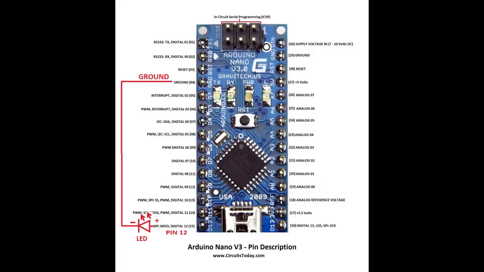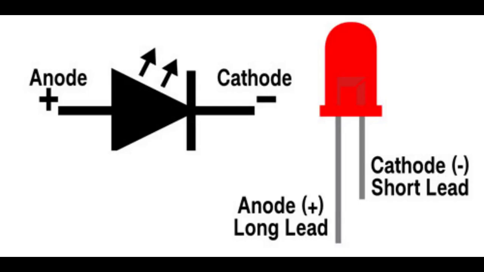This is the project diagram. You need to connect an LED with pin number 12. An LED has polarity, so you have to connect the positive pin of the LED with Arduino pin number 12.